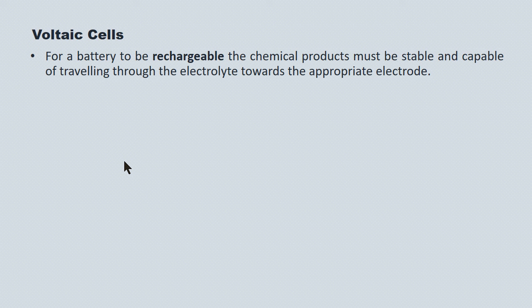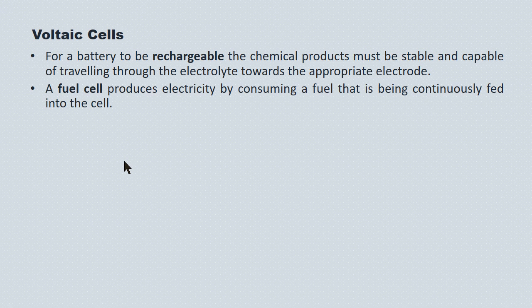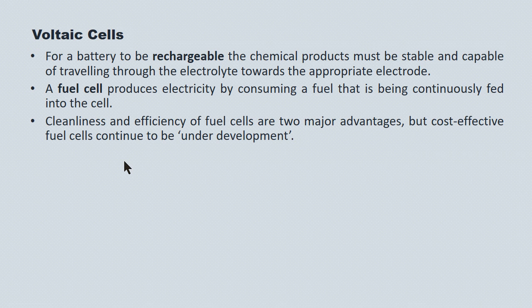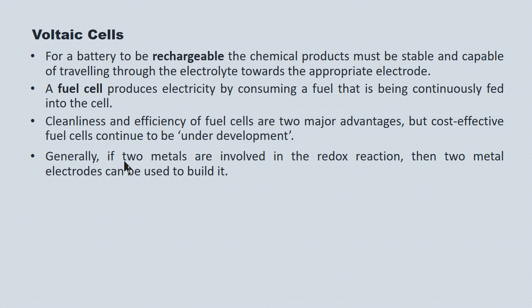Again, for a battery to be rechargeable, the chemical products must be stable and capable of traveling through an electrolyte to the appropriate electrode. A fuel cell is something different. A fuel cell is an open system, and you're constantly feeding it fuel while allowing waste materials to be removed from the system. The promise of fuel cells is cleanliness and efficiency. However, they continue to be, as they have been for a very long time, under development.